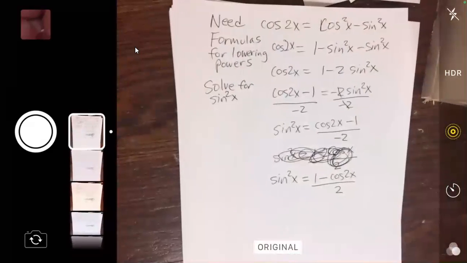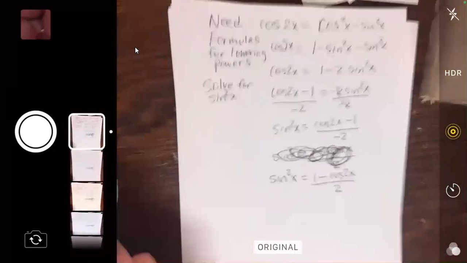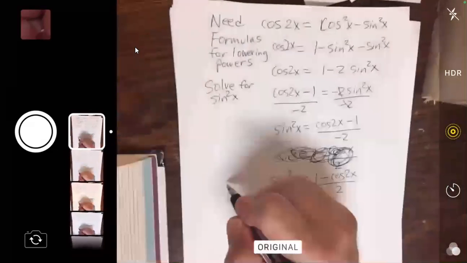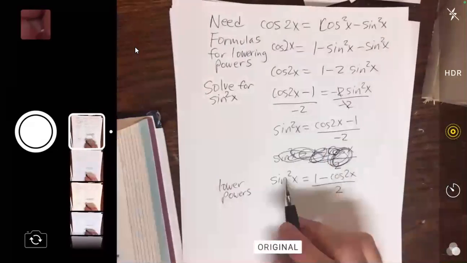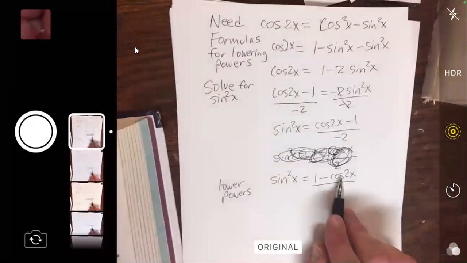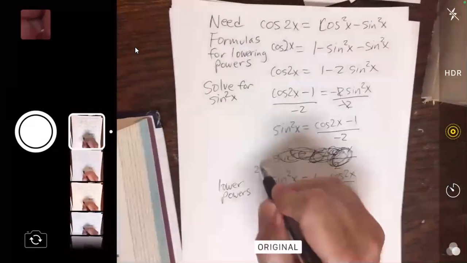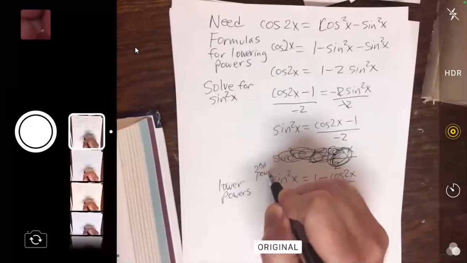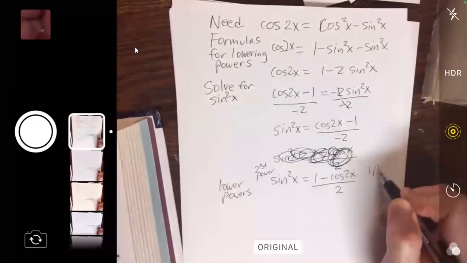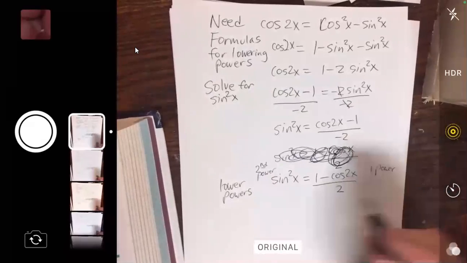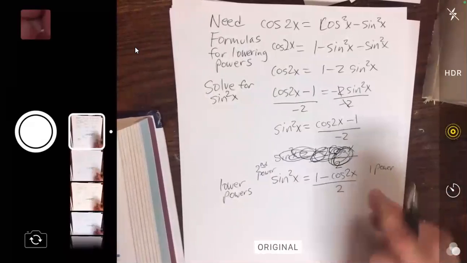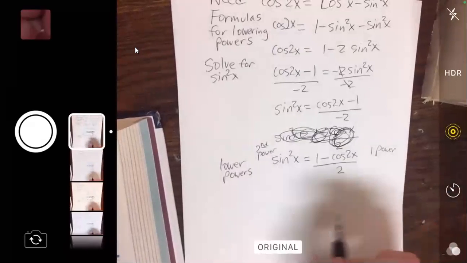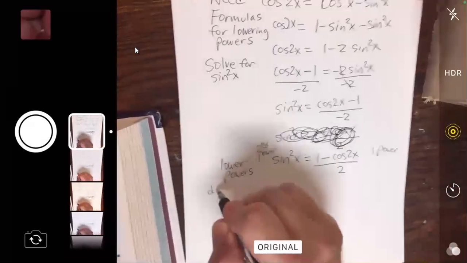It's used for reducing or lowering powers. You start with a square power, you get a 1 power. What it does is it makes you convert the angle to a double angle. Your angle doubles, but the power reduces.